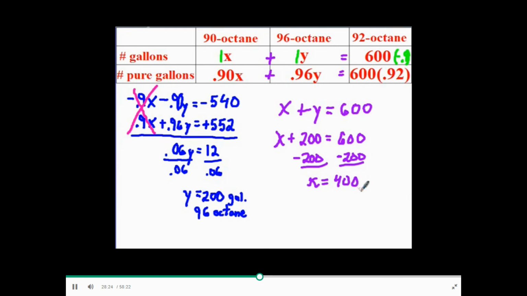We have to figure out what in the world does x mean, so we go back up here. X is the number of gallons that are 90 octane. So I'm going to write 400 gallons of 90 octane. And there you have it. Finally, we're going to just make sure that our answer does make sense. So 200 gallons of 96 octane plus 400 gallons of 90 octane would give us a total of 600, which is what we were looking for in the beginning. And this totally makes sense.